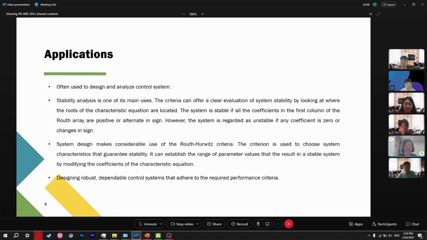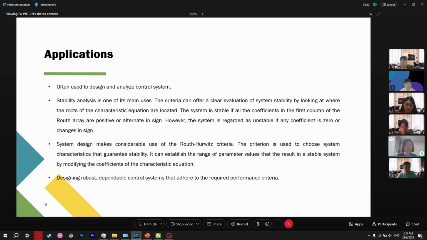The criterion can offer a clear evaluation of system stability by looking at where the roots of the characteristic equation are located. The system is stable if all the coefficients of the first column of the Routh array are positive or of the same sign. However, the system is regarded as unstable if a coefficient is 0 or changes in sign.